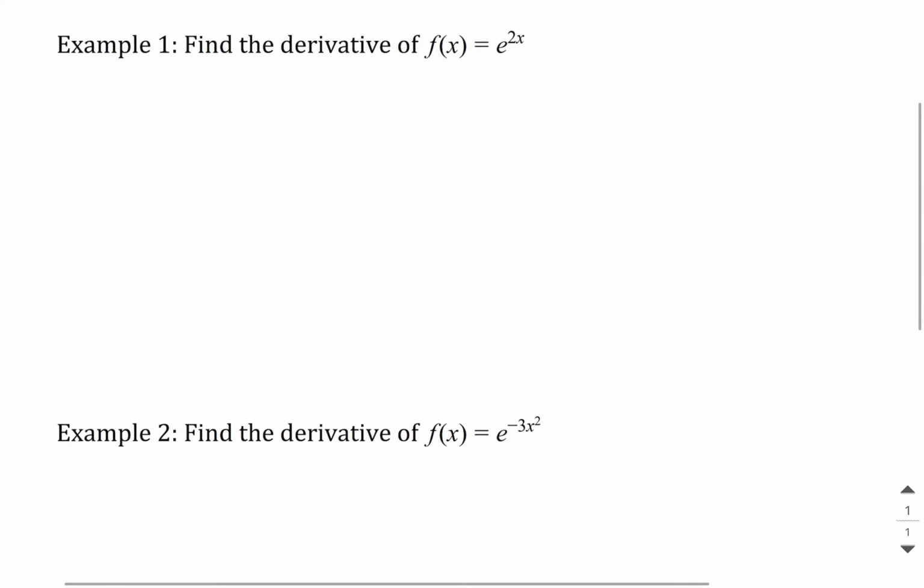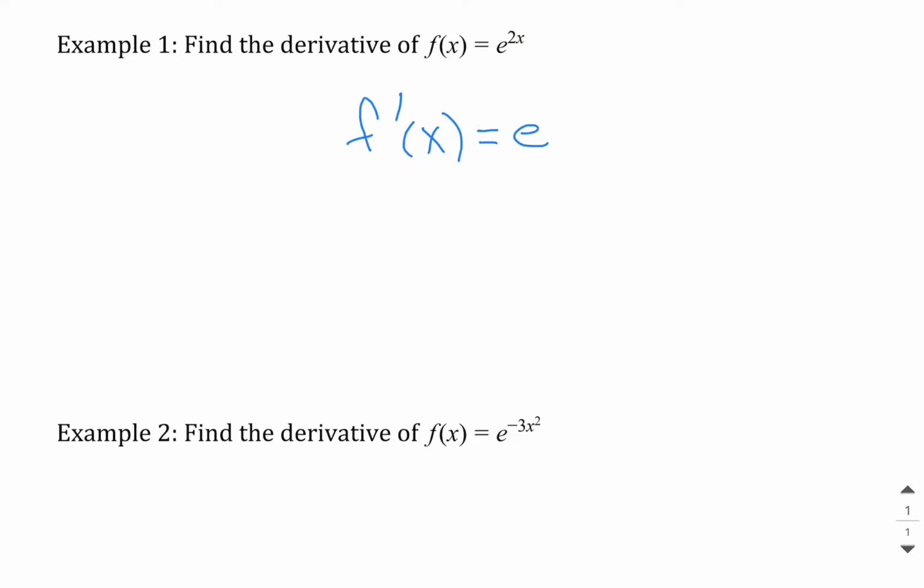So we want to find the derivative of f of x is equal to e to the 2x power. So we take our derivative, f prime of x. Remember, we leave the e to the exponent exactly the same, and then we multiply it by the derivative of that exponent. So the derivative of 2x is just 2. So it's the chain rule. It's d outer, d inner. So we have f prime of x, if we want to write this a little bit nicer, would be 2 times e to the 2x power.